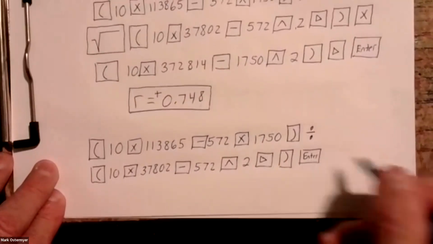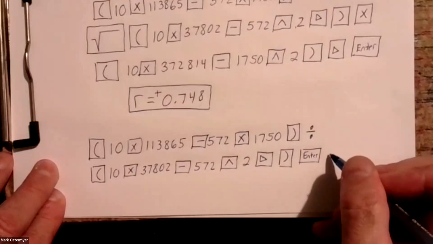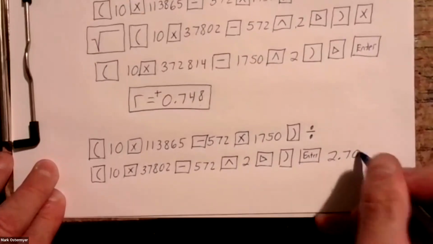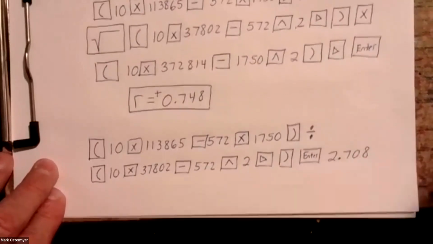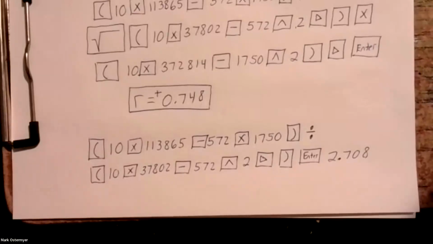Okay, enter or equal button. And you should get about 2.708. Are we getting that? Yes. Okay.